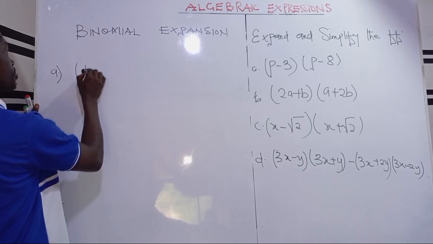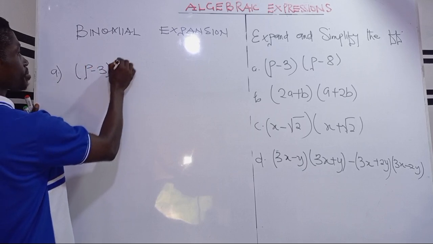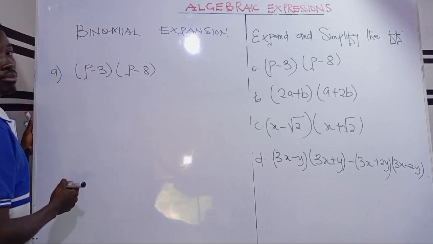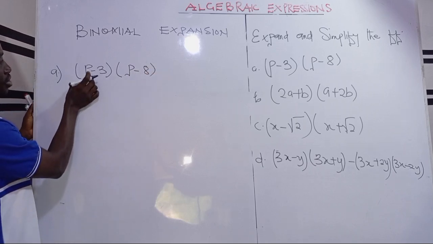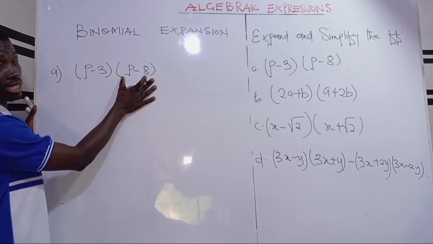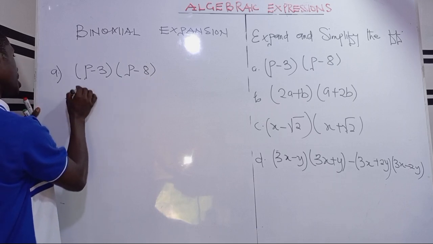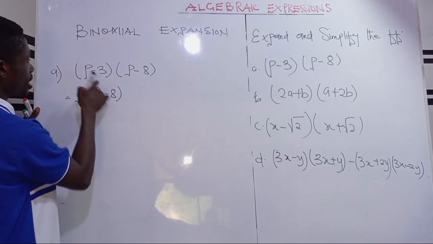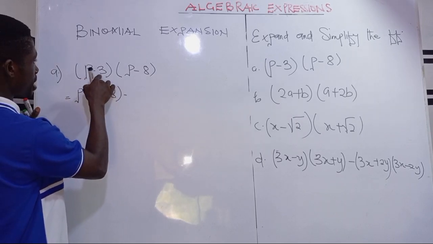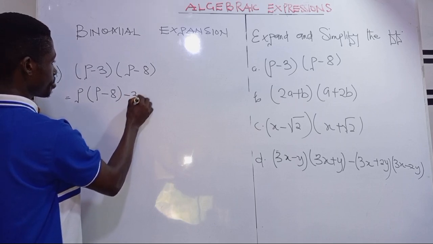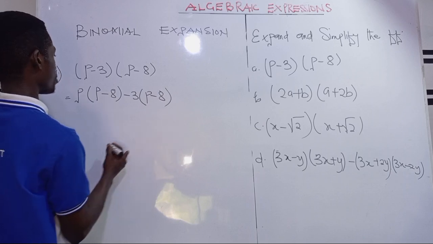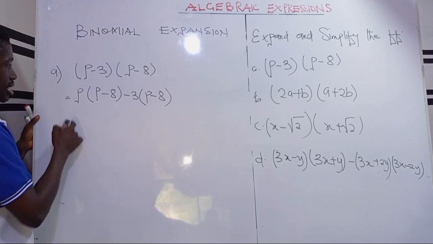We have p minus what? 3. And then we have p minus what? 8. So what we are going to do is that we are going to use the p to multiply the whole of the second bracket. So we are going to get p multiplying the whole of the second bracket. And then we use the second term, which is minus 3, to multiply the whole of the second bracket also. Then we expand and simplify.